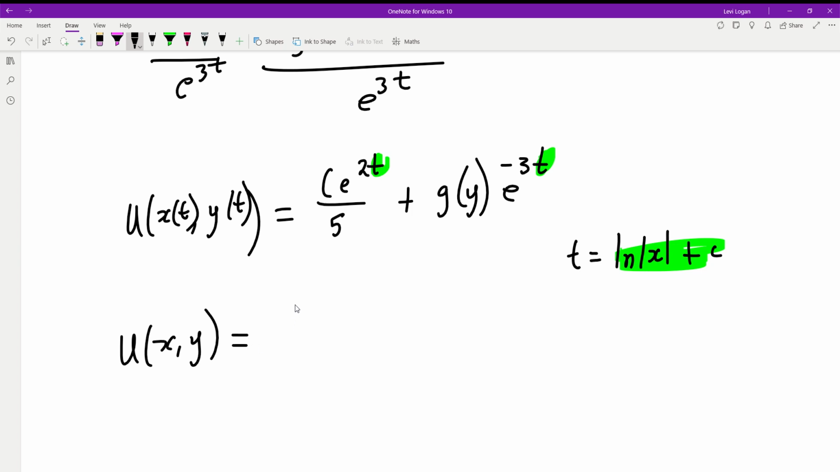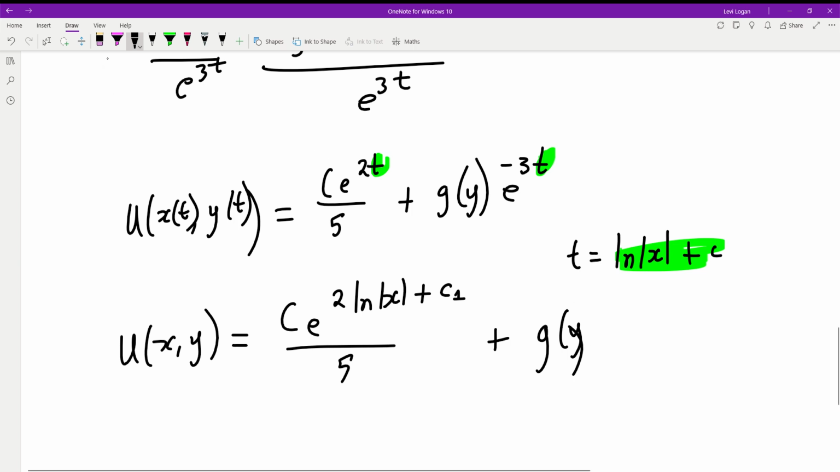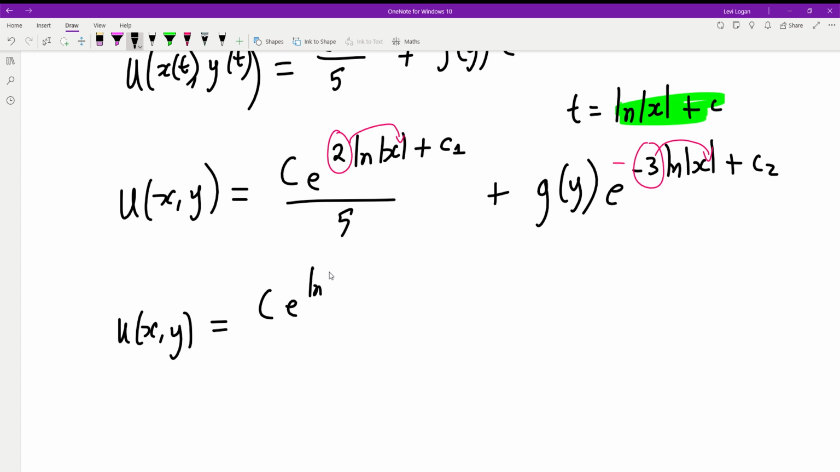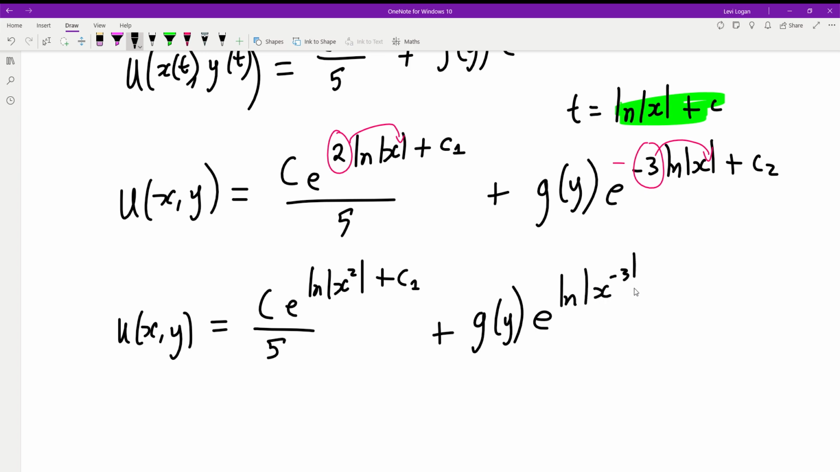So I'll have c e^(2 ln x plus some constant) there, because the 2 multiplied by a constant will be another constant, so I'll call that c1, on 5, plus g of y e^(-3 ln x plus some constant 2). Before we do any of that, we can bring these guys to their powers in there, respectively. So u of x and y is equal to c e^(ln of x squared plus c1), all on 5 still, plus g of y e^(ln of x to the minus 3, plus c).